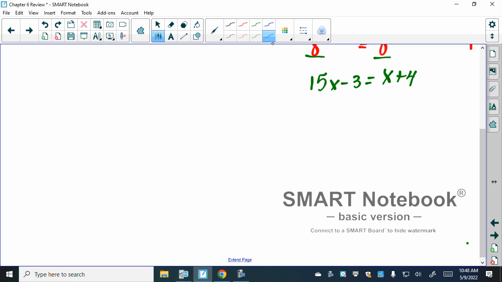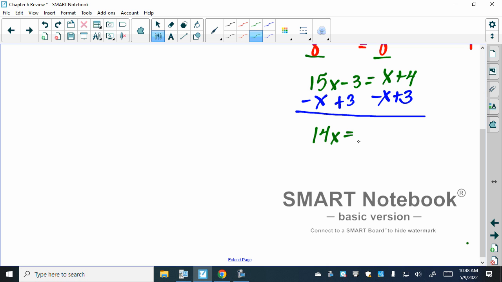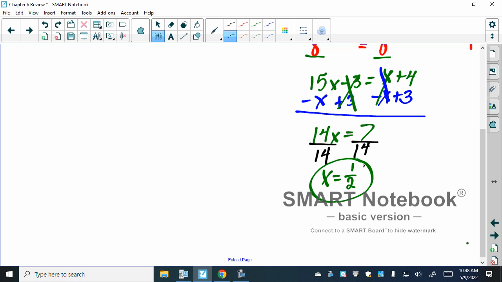Any questions on how we got to this point here? Now we just need to solve for the value of x. So the first thing we can do is add 3. We can add 3 or subtract x, or if we want to do it as one step, we could do that as well. Because the 15x minus x is going to give us 14x. Those cancel. Those cancel. 4 plus 3 is 7. And last but not least, we can divide both sides by 14. Thus x is equal to 1/2. And that's it.